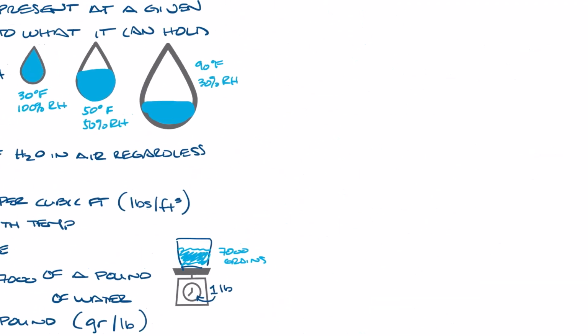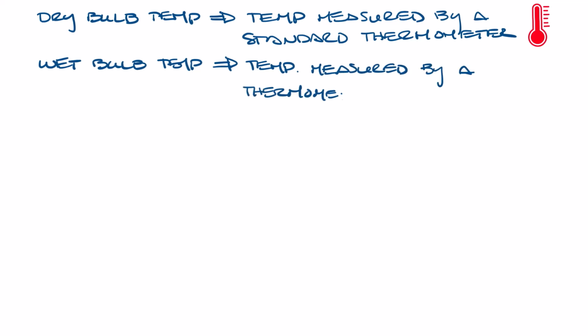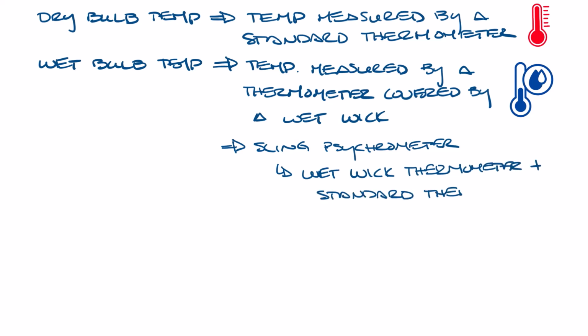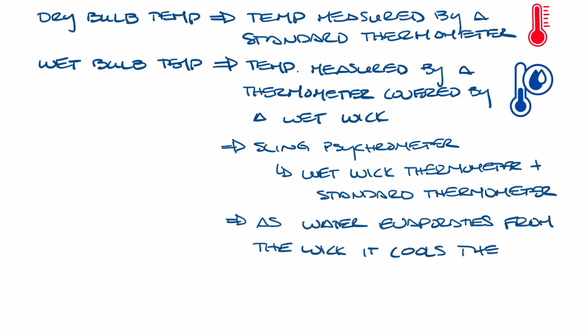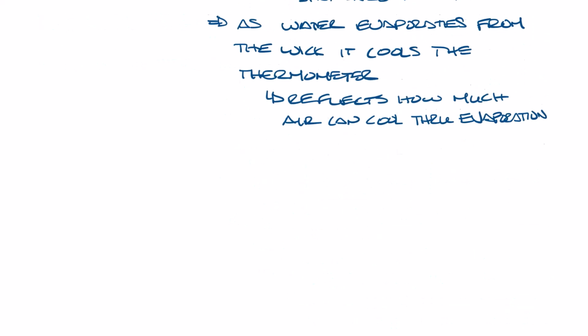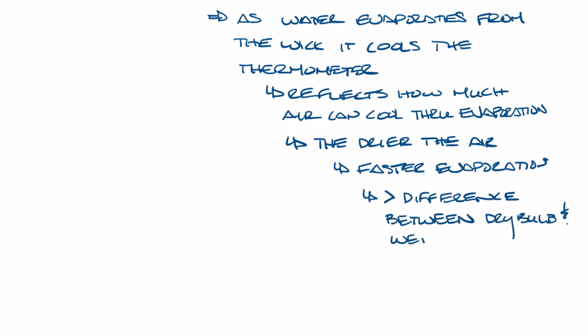Let's move this over for those. The first is dry bulb temperature. This is the temperature measured by a standard thermometer. Then there's wet bulb temperature. This is the temperature measured by a thermometer covered with a wet wick. If you see someone using a sling psychrometer, this is what they're measuring. There is a wet wick thermometer and a standard thermometer for comparison. As the water evaporates from the wick, it cools the thermometer, and the temperature reading reflects how much the air can be cooled through evaporation. The drier the air, the faster the evaporation, the greater the difference between the dry and wet bulb temperatures.